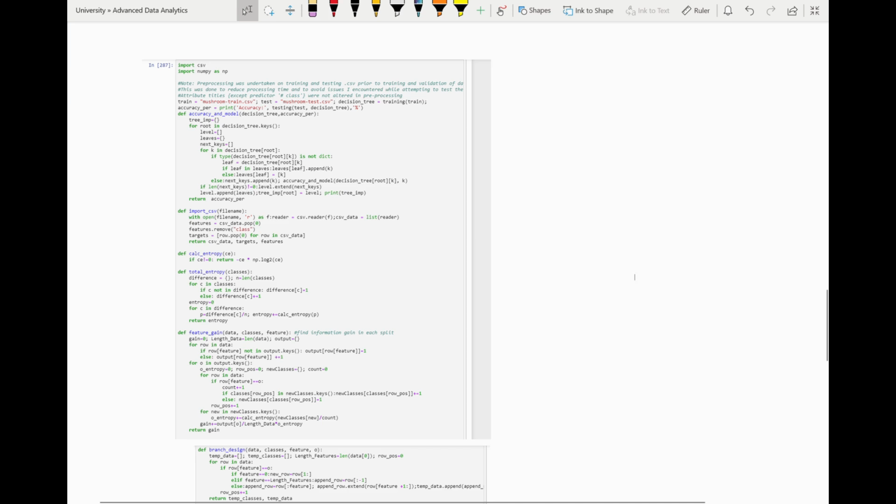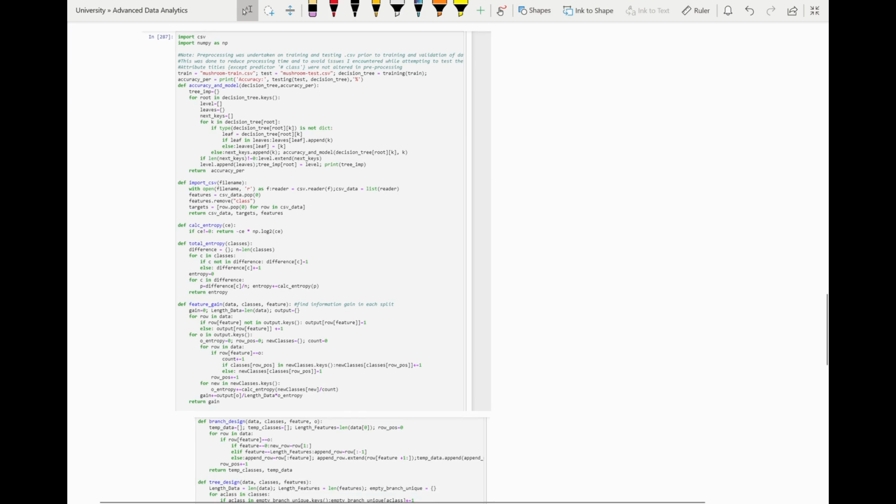Another one was reading the CSVs, where I had a bit of an inconsistency. When importing it, it didn't like the hashtag space class, so I altered the hashtag space class to just class in both the test and the training data.